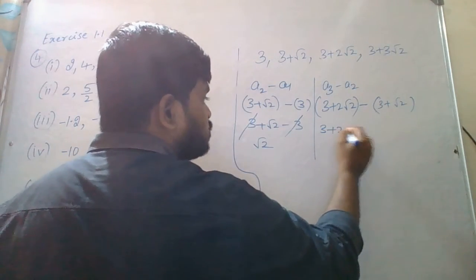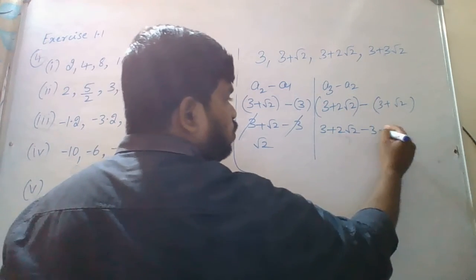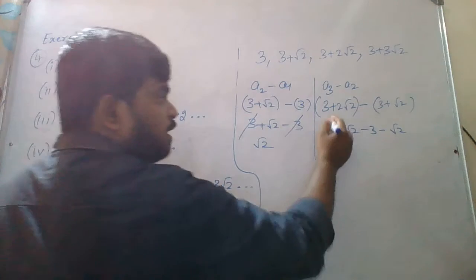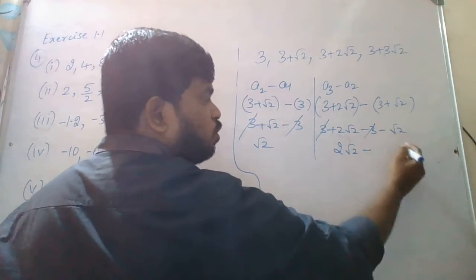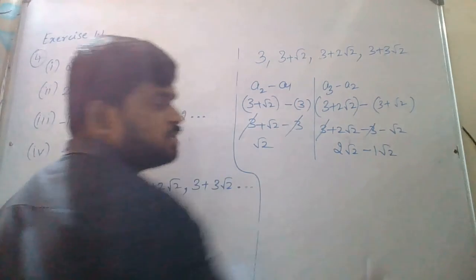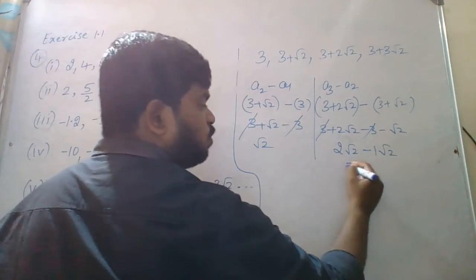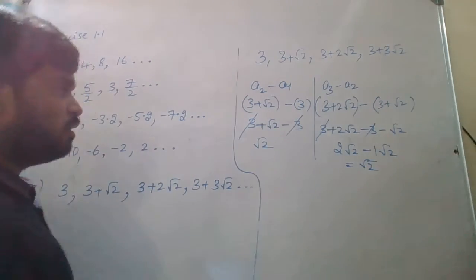So 3 plus 2 root 2 minus 3, minus into root 2 becomes minus root 2. Plus 3 minus 3 gets cancelled. You are left with 2 root 2 minus root 2. Minus root 2 can also be written as 1 root 2. If there is no coefficient, you can take it as 1. So 2 root 2 minus 1 root 2 becomes root 2. Similarly, you can do for the next one.